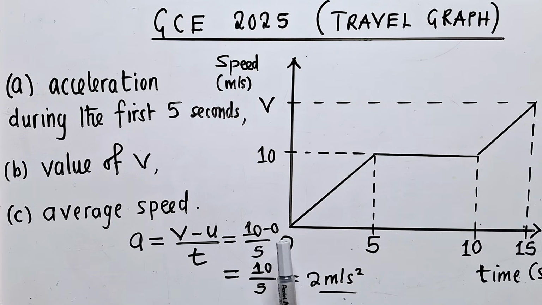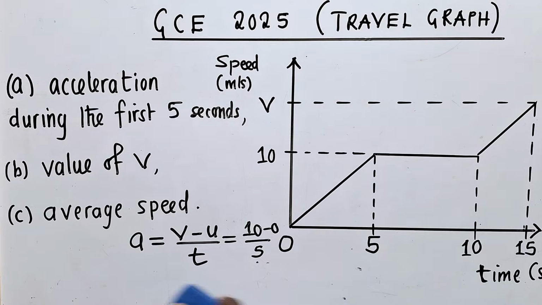And for the time, you pick the time between 0 and 5. So what is the time from 0 to 5? It's 5 seconds. And this is how it's supposed to be done. So let's go to the next question.